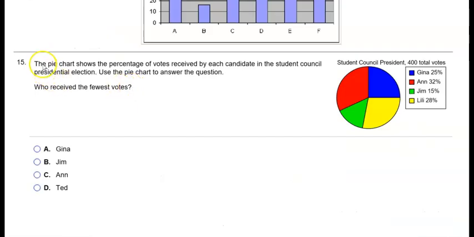Question number 15. The pie chart shows the percentage of the votes received by each candidate in the school council president's election. Use the pie chart to answer the question: who received the fewest votes? If you look at this pie chart here, this slice of the pie is the smallest, so this represents Jim. So Jim got the fewest votes, which is obviously 15%. That's the answer. The answer is B, Jim.